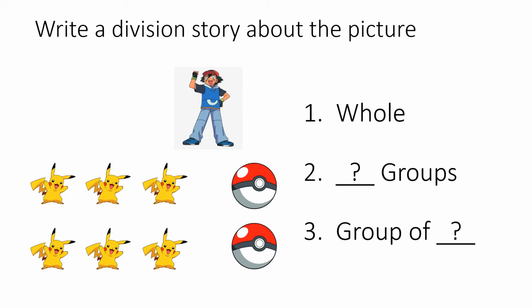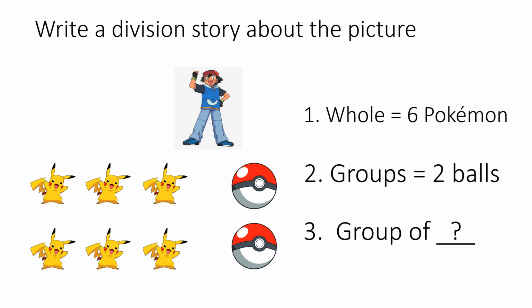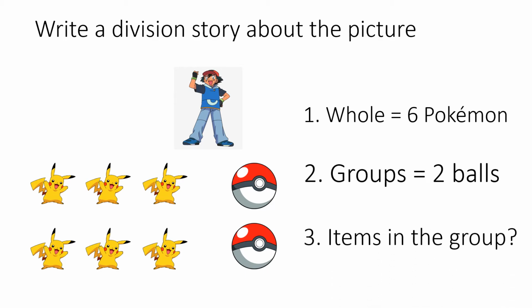So can you make a guess of what is the whole? Yes, the whole is the 6 Pokemon. Which item would be the groups to hold all these Pokemon? Yes, it will be the 2 balls. So the whole is the 6 Pokemon. The groups are the 2 balls that will contain the Pokemon. And a group of is the question we would like to know: items in the group.